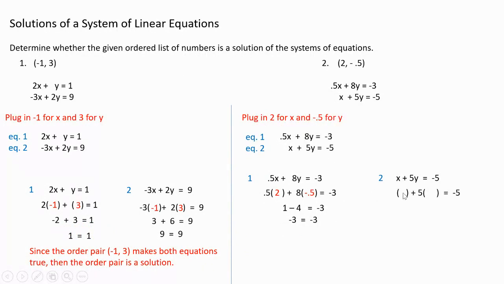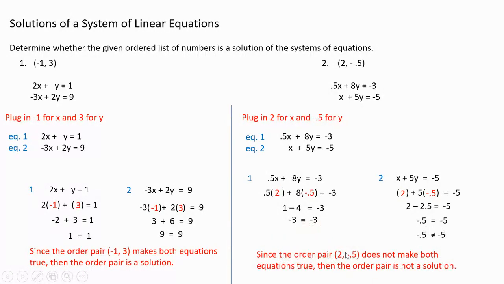Again, we repeat the same process. We plug in 2 for x and negative 0.5 for the y. After we evaluate it, it gives us negative 0.5 equals negative 5, which is not true. Which means, since the ordered pair (2, -0.5) does not make both equations true, the ordered pair is not a solution. So to wrap it up for this first slide, number 1 is a solution, and number 2 is not a solution.